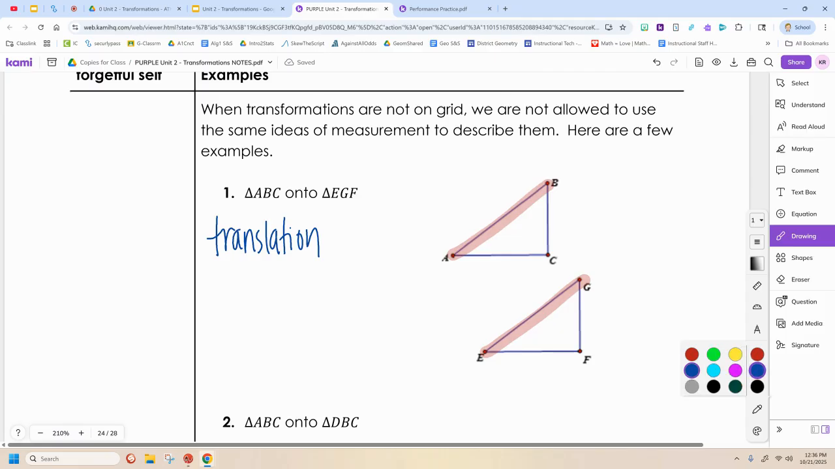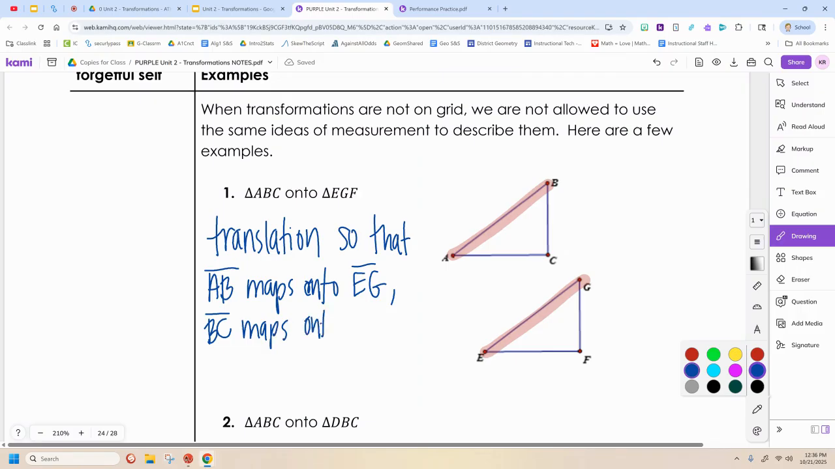So translation, so that AB maps onto EG. Okay. Let's do now BC. What is BC going to map onto? Yep, onto GF. And what other side do we need to talk about? Yep, AC. Yep, maps onto EF.